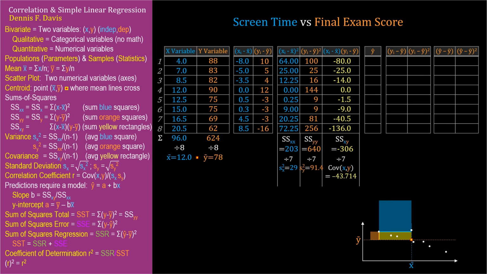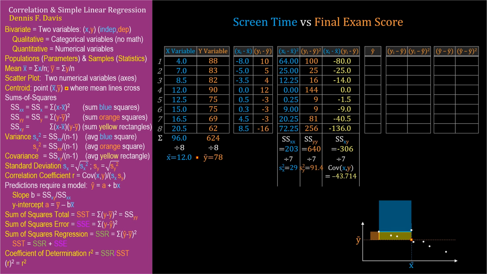And when we divide sum of squares xy by n minus 1, we get the covariance, which is negative 43.714, whose units are hours times final exam points. Covariance has the same unit of measure as the sum of squares xy, x units times y units. Since the covariance is negative, we know that there is a negative or inverse relationship between the x and y variables. In our case, as screen time increases, the final exam score tends to decrease.